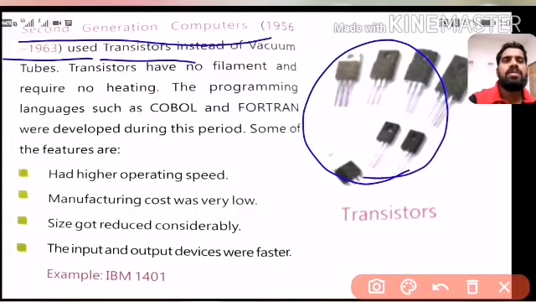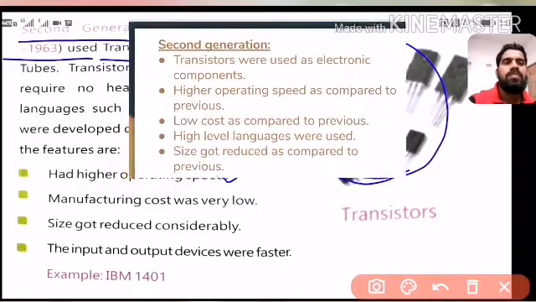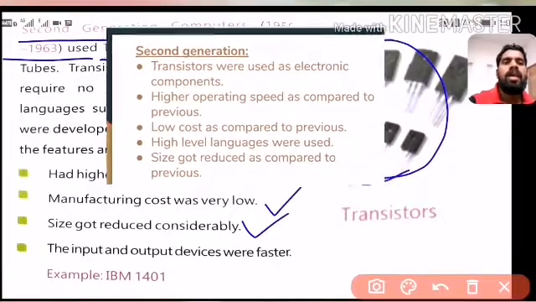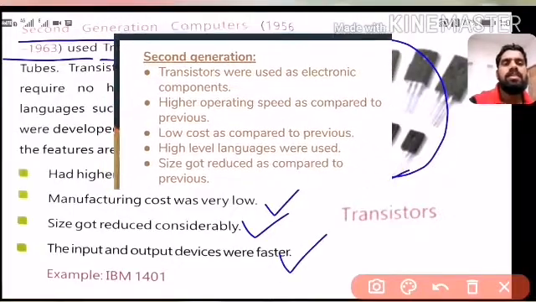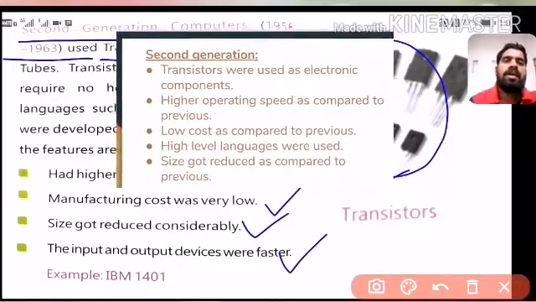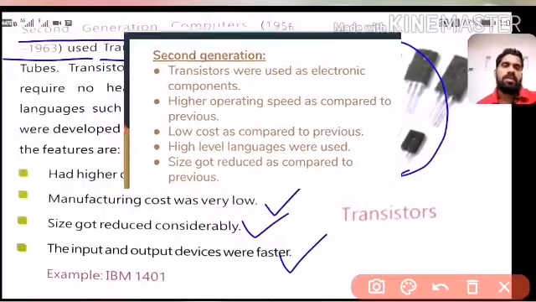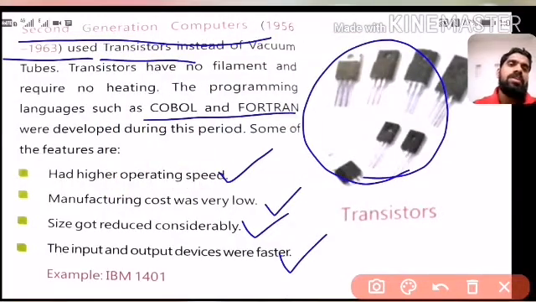Programming languages such as COBOL and Fortran were developed during this period. These are high-level languages. Some of the features include: higher operating speed, very low manufacturing cost, size reduced considerably, and faster input and output devices. One example for the second generation computer is IBM 1401.